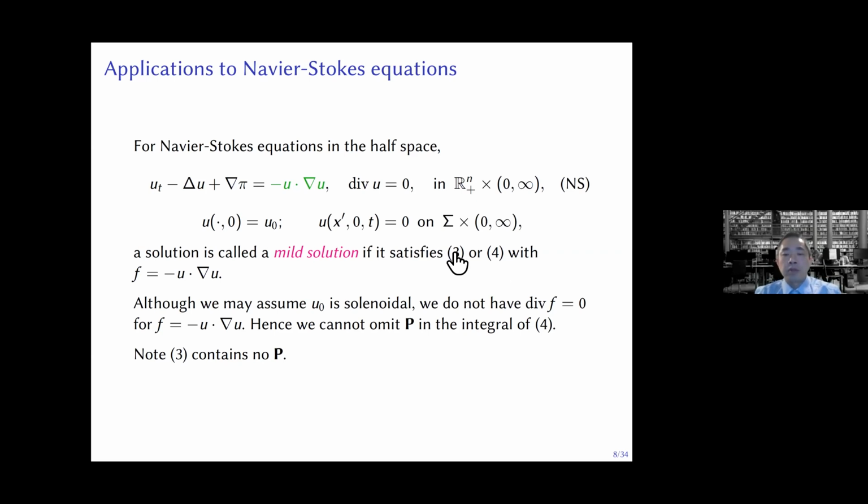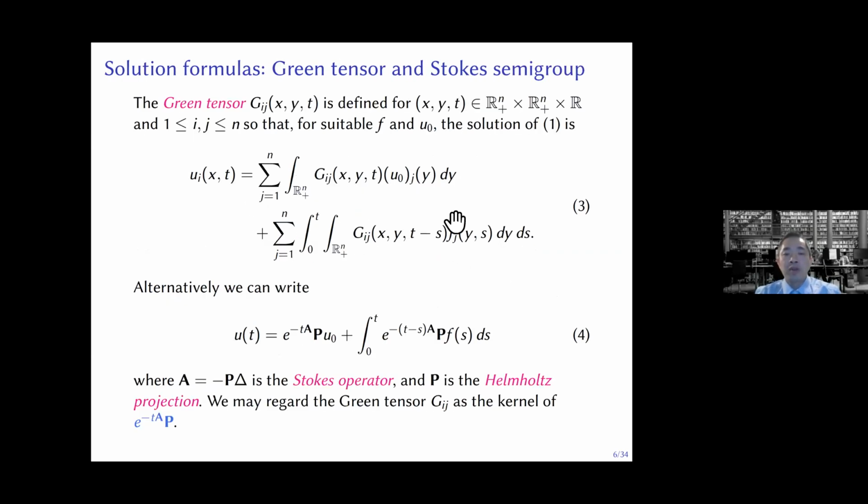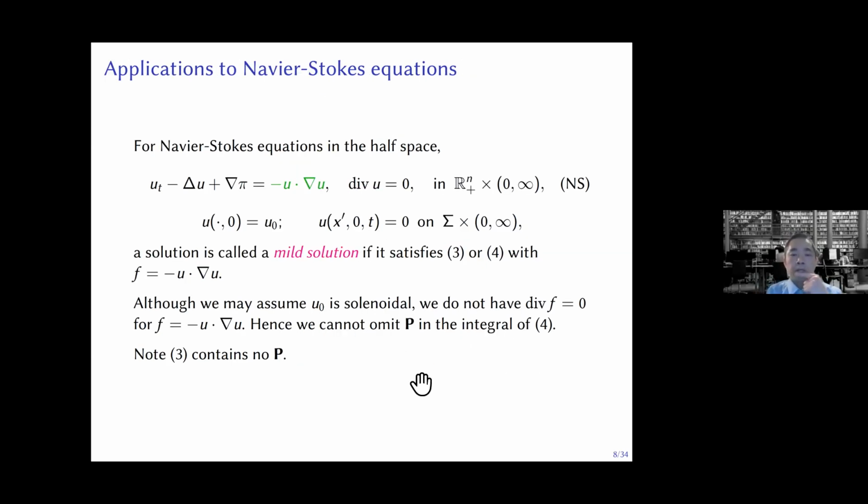F. So (3) and (4), let me recall, (3) is this source formula here, and (4) is this integral formula, integral equation. And so such a solution is called a mild solution. So this does not include those weird solutions. There are some weird solutions, but they don't satisfy the integral equations. So this kills them.